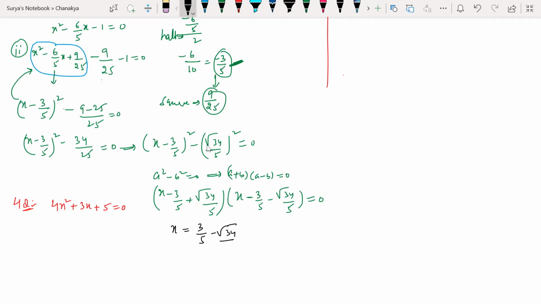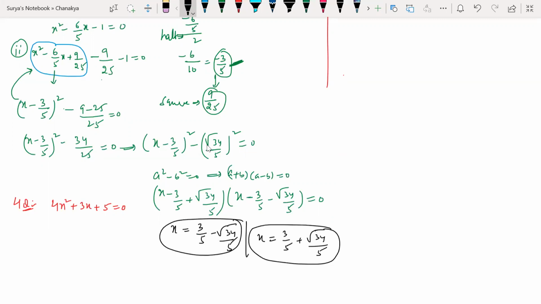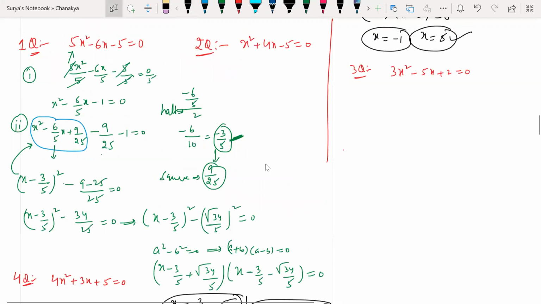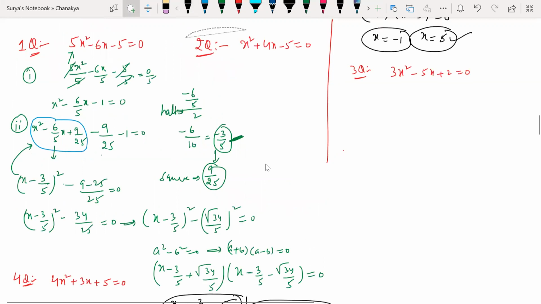Yes, this is a somewhat lengthy question. No problem. Hope you guys are understanding. This is the x value. Which means if I substitute this x value again in the given equation, that must satisfy. Then only our answer is correct.